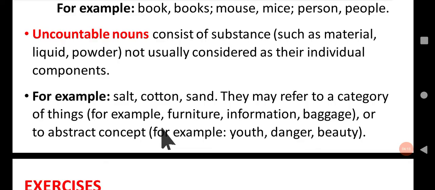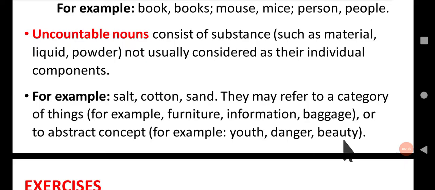Okay, for example, furniture, information, baggage, luggage. So these are all the ones which you cannot count again, the things. Next, you have abstract concepts, which are youth, danger, beauty, peace, harmony, knowledge. These are all again abstract.